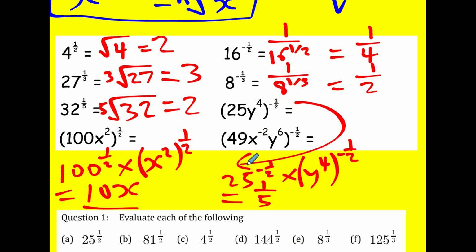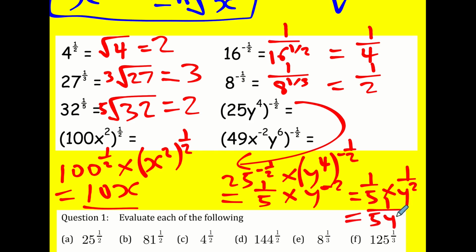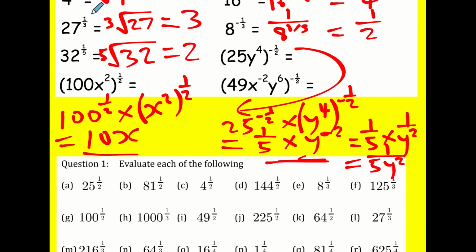Actually, this is probably the trickiest bit to deal with, because once you get to this bit, we know we just multiply the powers. This is going to become 1 over 5 times y to the minus 2. I could actually simplify this. I could write it as 1 over 5 times 1 over y squared, or 1 over 5y squared. But I would accept this as an answer in index form. I'm just talking about how we could simplify it.